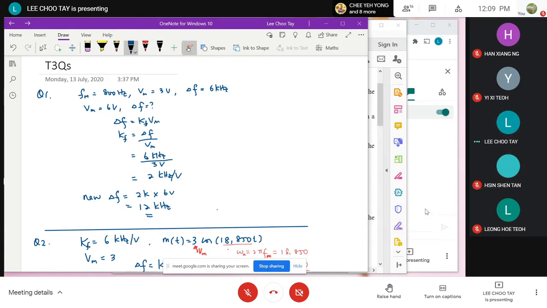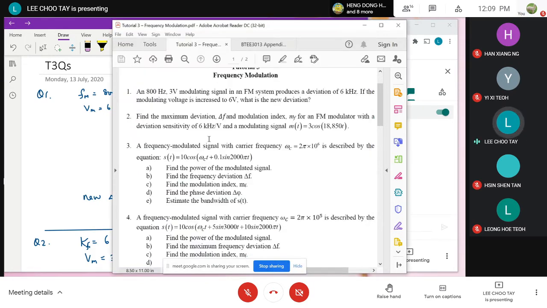Yes. All right. So let's move on to question 2. In question 2, you are asked to find the maximum deviation delta F and modulation index MF for an FM modulator with a deviation sensitivity of 6 kilohertz per volt and a modulating signal m(t) equals 3 cosine of 18,850 t.